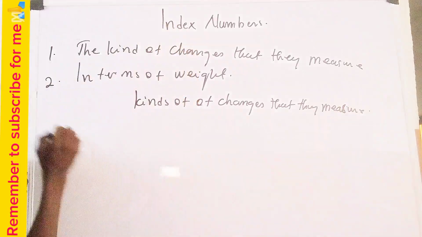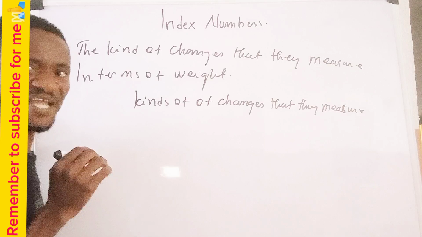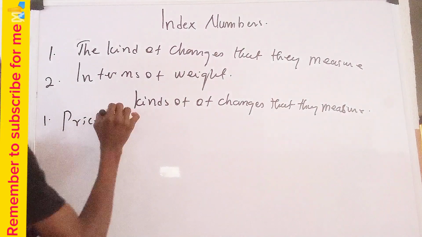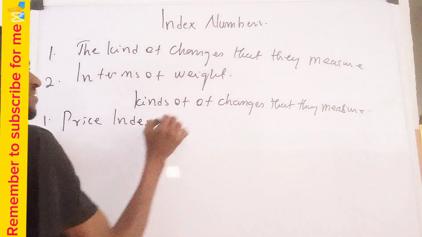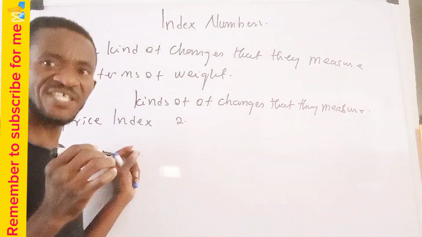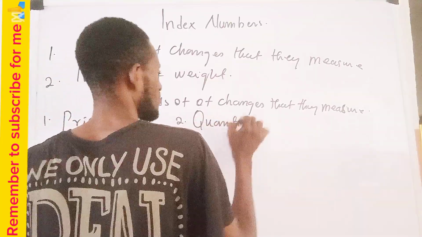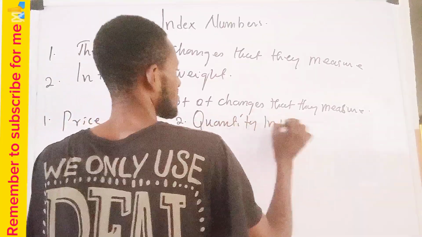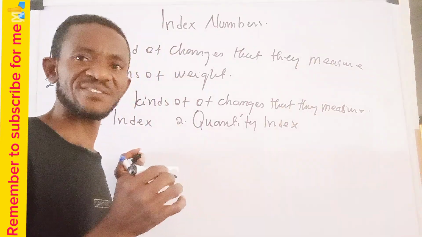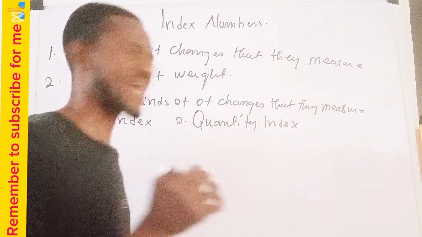If you come under this type, you have number one, what we call price index. Number two, we have what we call quantity index, which at times some persons can call volume index, but preferably we use the word quantity index.